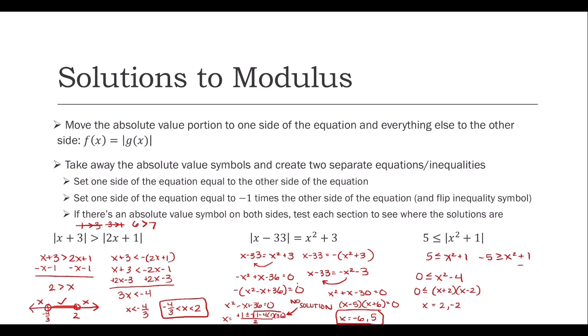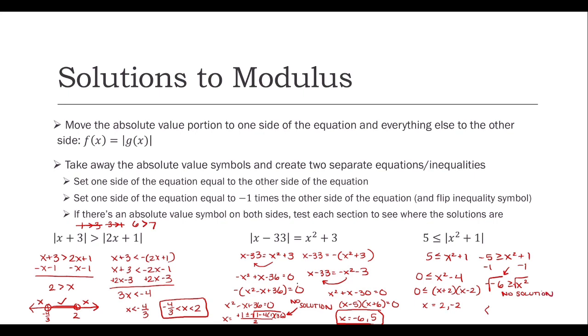So for this one, we'd subtract 1 from each side, and you say negative 6 is less than or equal to x squared. If we take the square root of both sides, we have the square root of a negative number, so this part's going to have no solution.